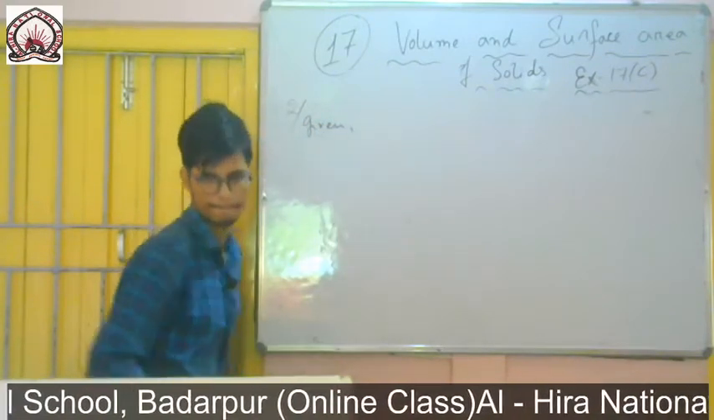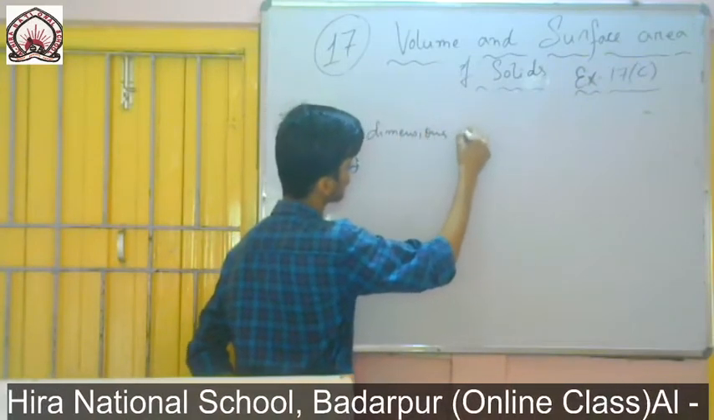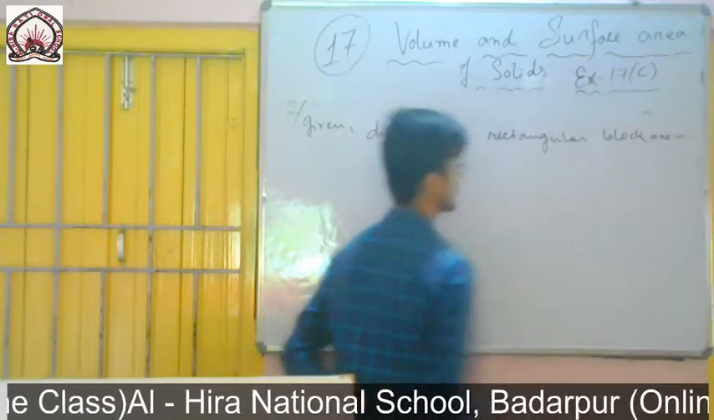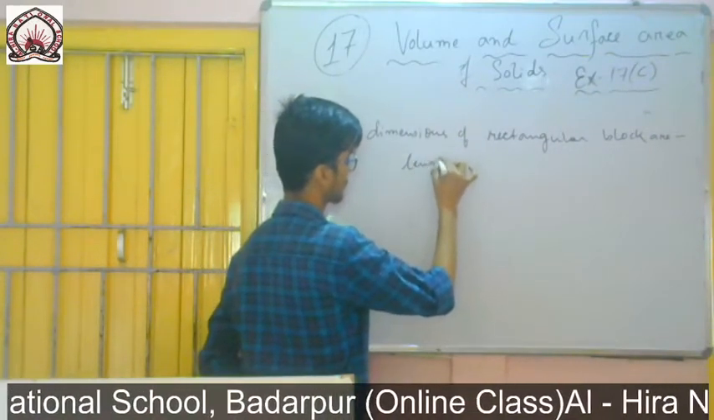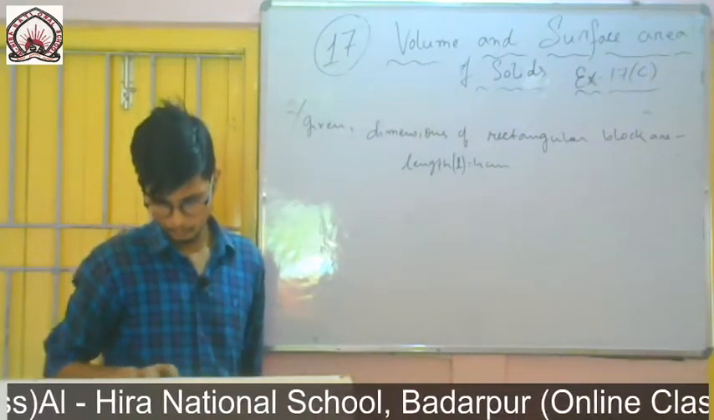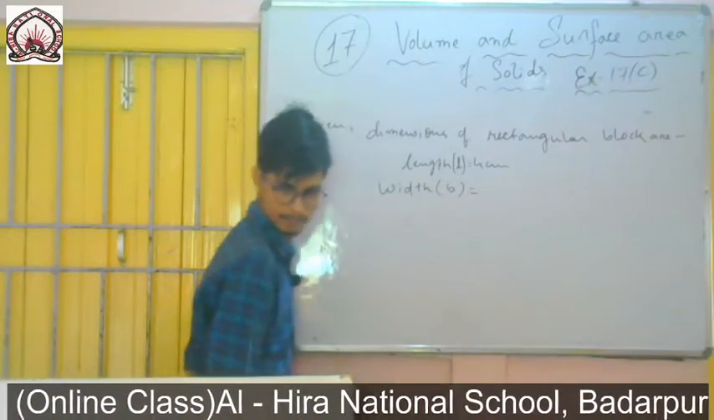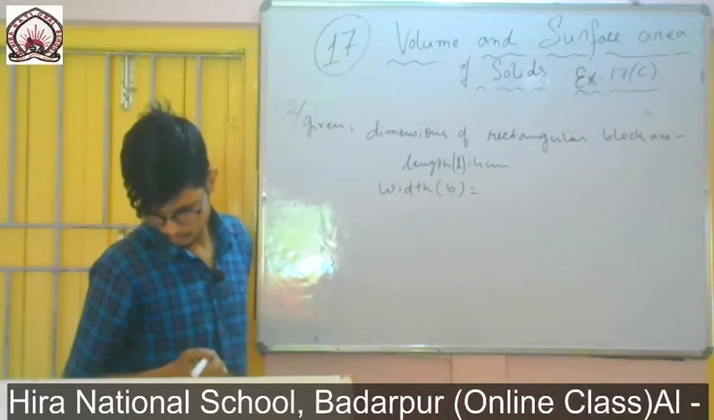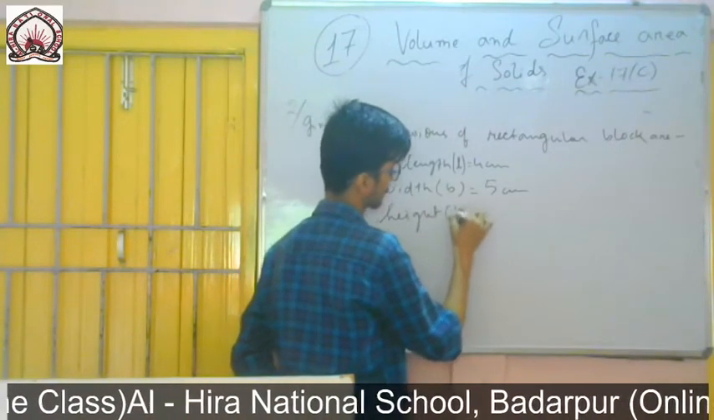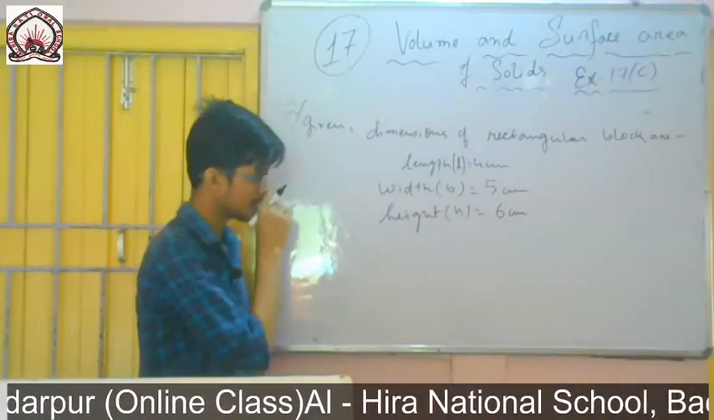Given dimensions of the rectangular block: length is given 4 centimeter, width, breadth given here 5 centimeter, and height 6 centimeter. Length given 4, width given 5, and height given 6.